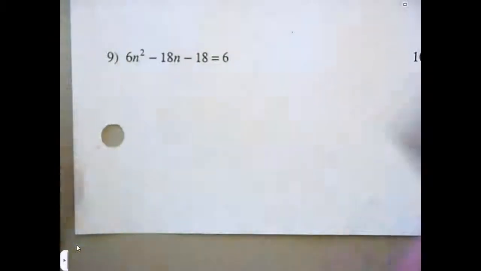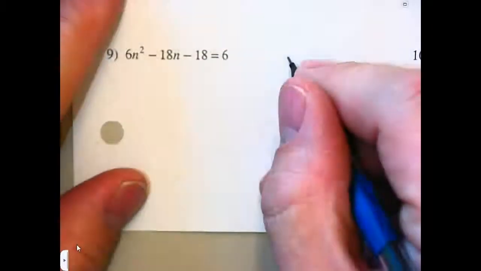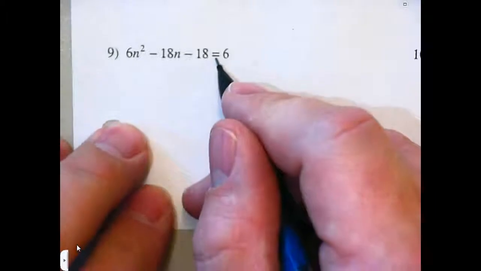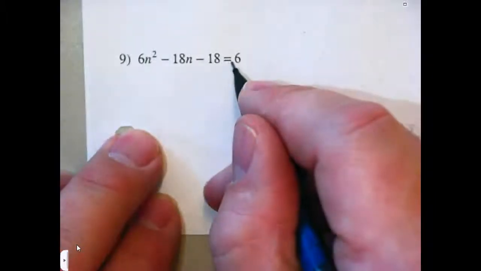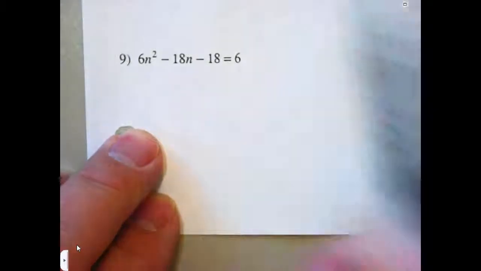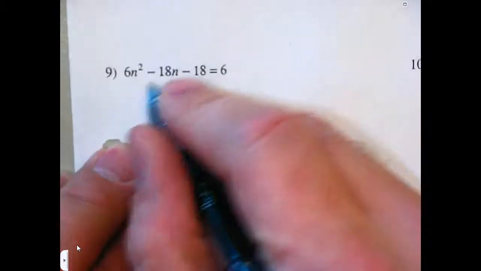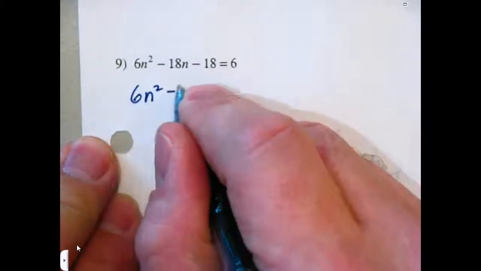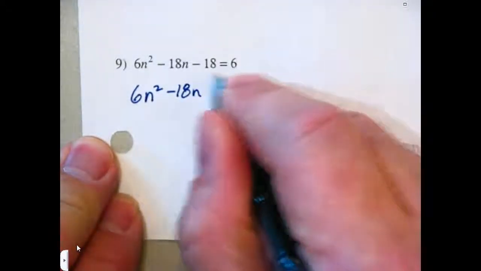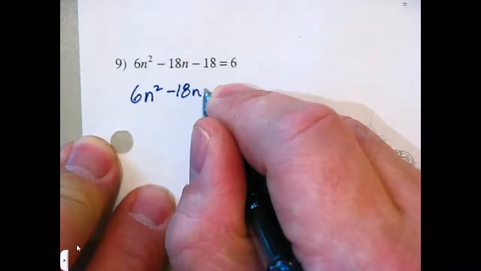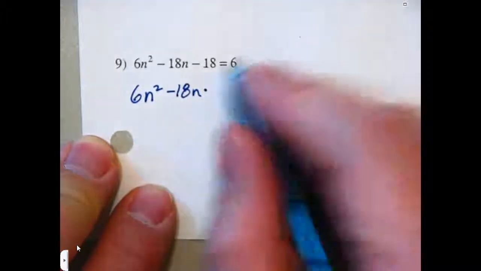Find A, B, and C. Good. Tell your neighbor the first step is not to find A, B, and C, though. What do we have to do first? Read the problem. Yeah, set it equal to 0, right? So we've got to move 6 over. That gives us 6n squared minus 18n. If I subtract 6 over, what do I get? Negative 24.